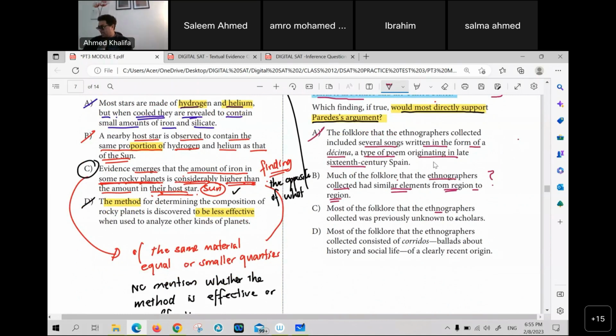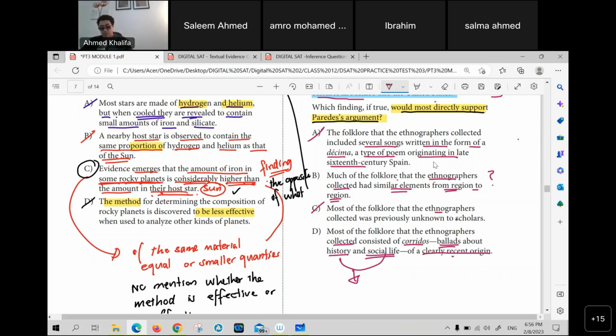Okay. Most of the folklore that the ethnographers collected consisted of corridos. What are corridos? Ballads, like poems that always give you short stories. About what? History and social life of clearly recent origin. Isn't it ongoing interactions? Isn't it interaction, social life? You understand?